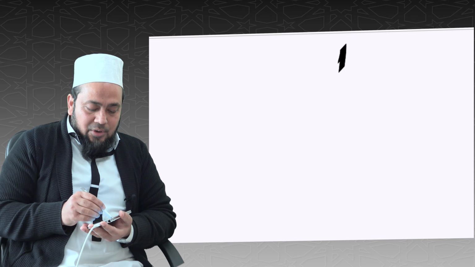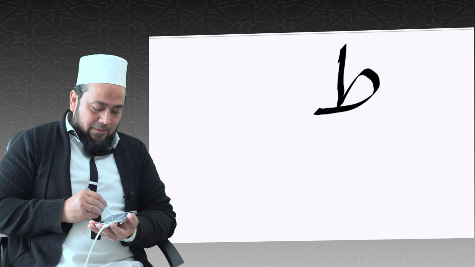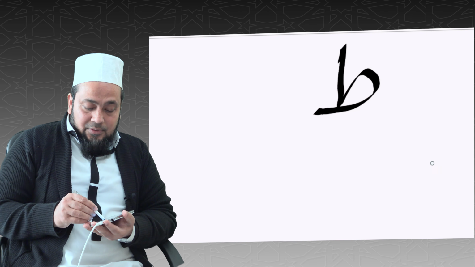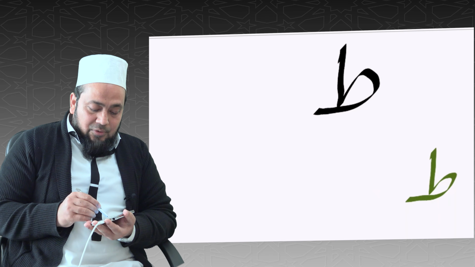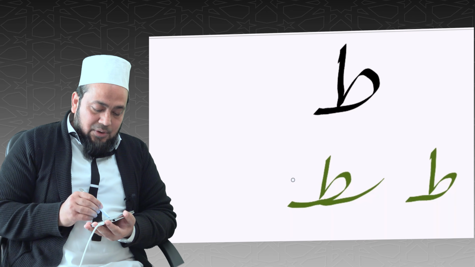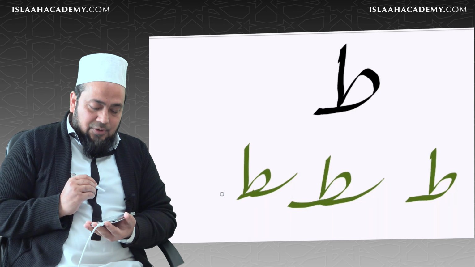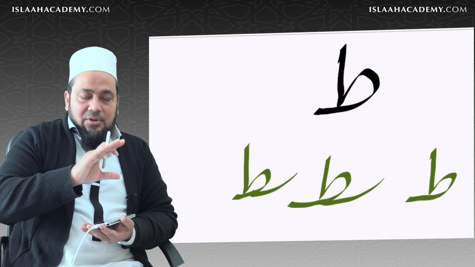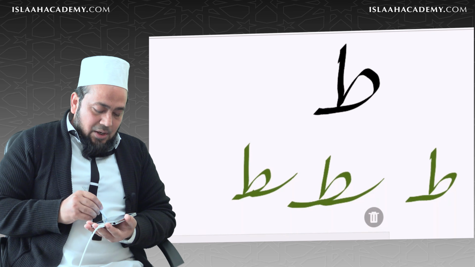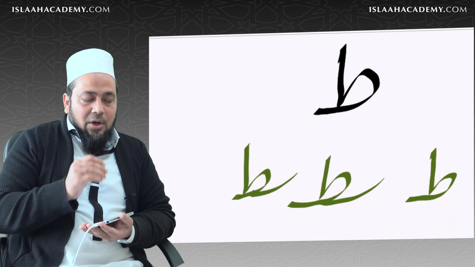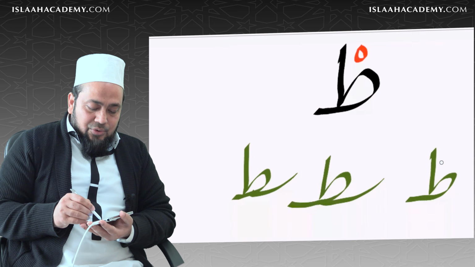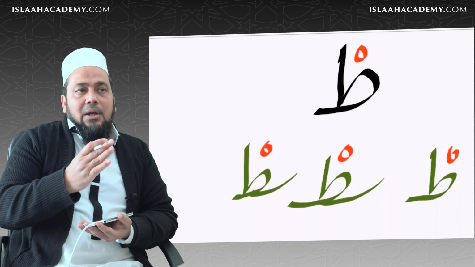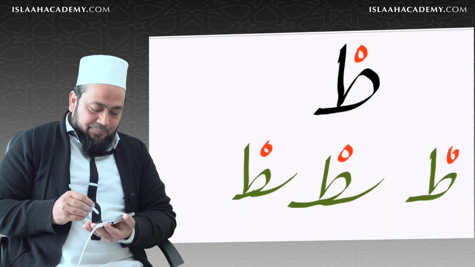The standalone shape of the Ta is this one. The beginning of the word shape is this one, the middle of the word shape is this one, and the end of the word shape is this one. So for the Ta, there is not much difference. I will make it Zwa by adding only one dot on the top. You can see now it's turned into Zwa.